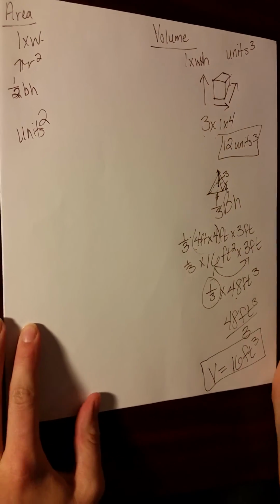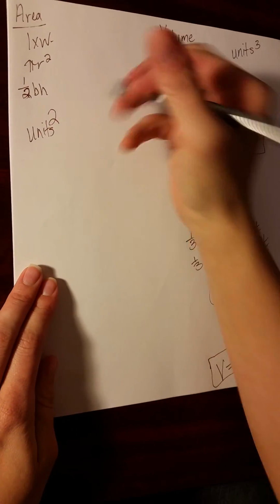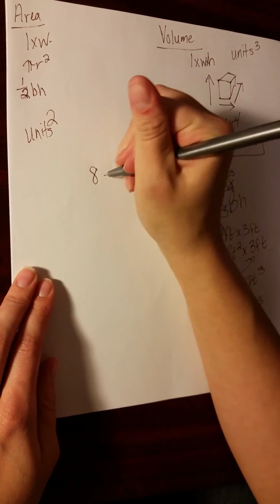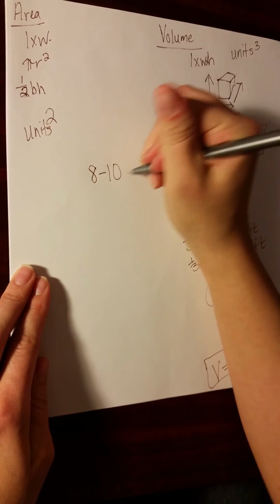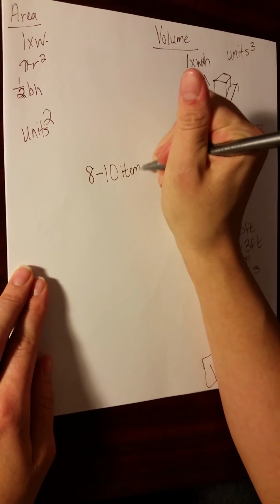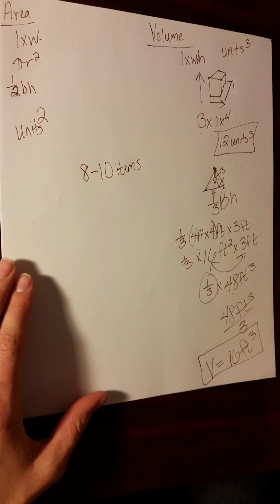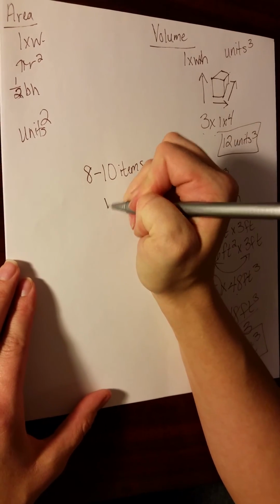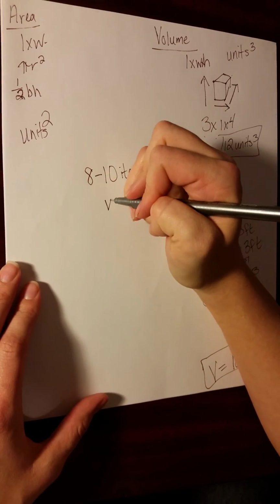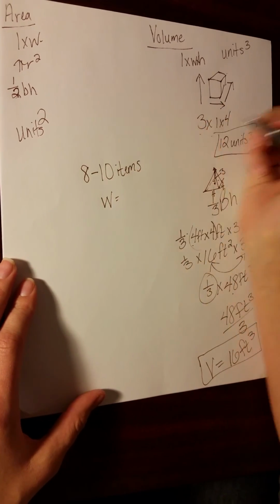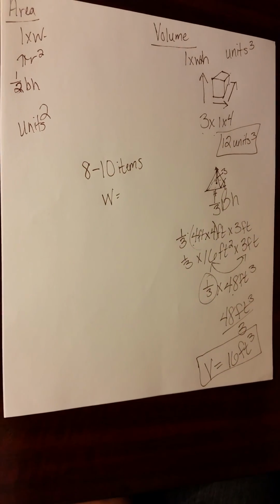Okay? So for your homework assignment, what you need to do is go find 8 to 10 items that are either rectangular or a pyramid and measure them and bring them to school. We will do an activity in which we are going to apply real life situations.